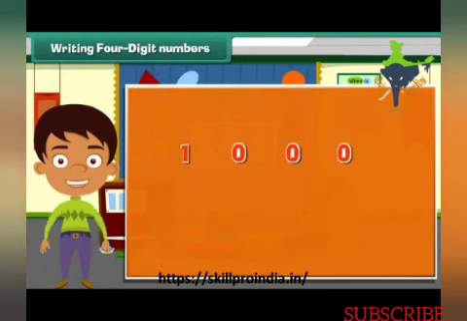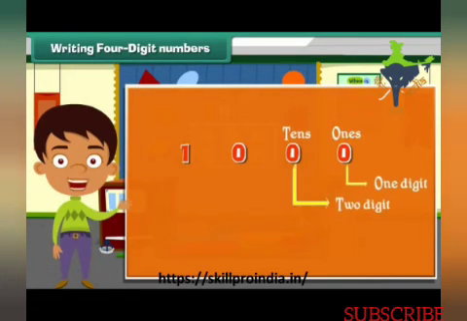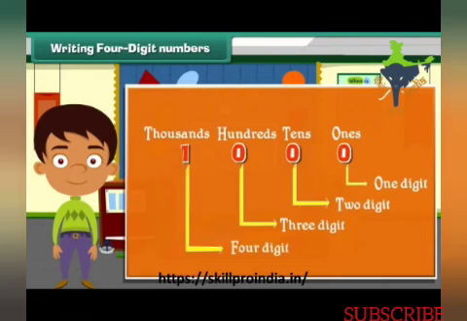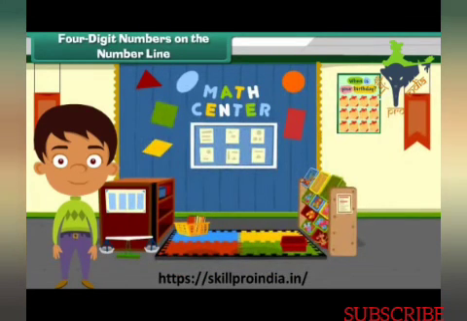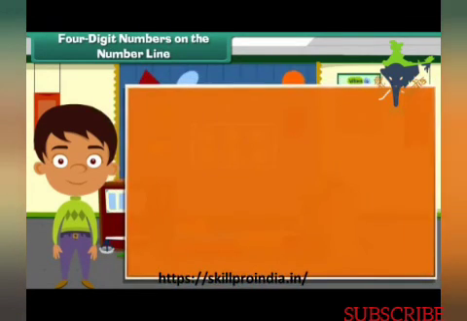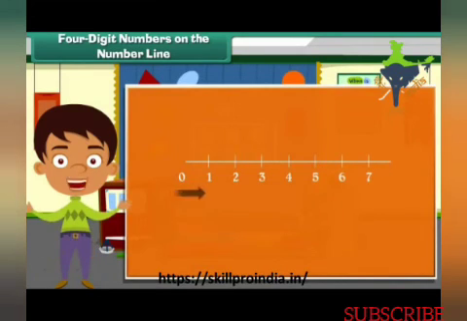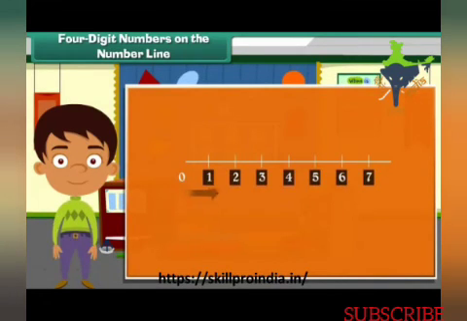A four-digit number has four places. Starting from the extreme right, there are ones, tens, hundreds, and thousands. Four-digit numbers on the number line. Number line is a line that is used to represent numbers. A number line has equally spaced divisions. The smaller numbers are placed nearer 0 than larger numbers.